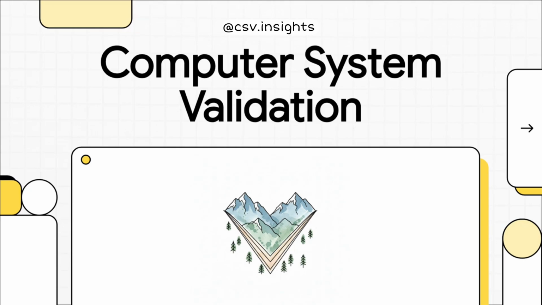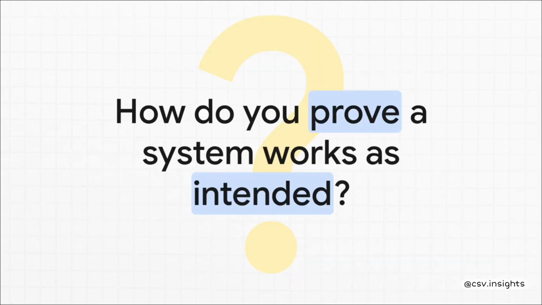Have you ever wondered how companies in super regulated industries like pharmaceuticals actually prove their computer systems work perfectly every single time? Well, you're in the right place. We're going to break down computer system validation using a really simple but incredibly powerful framework called the V model. I mean, really think about that for a second.